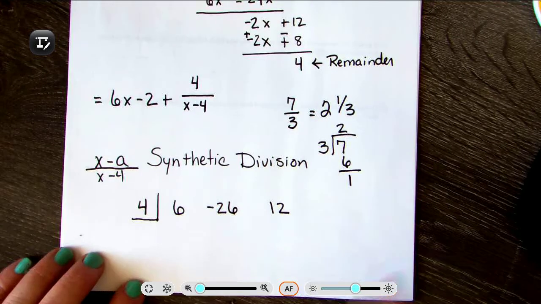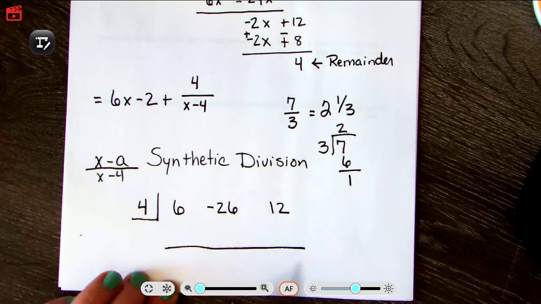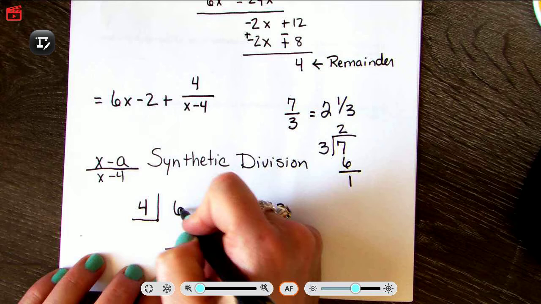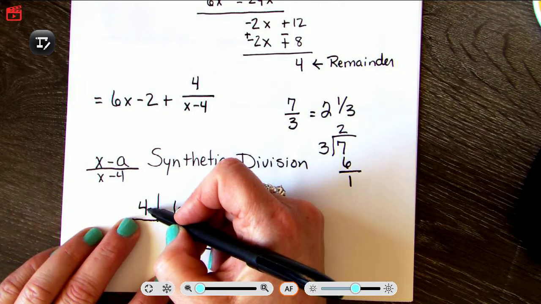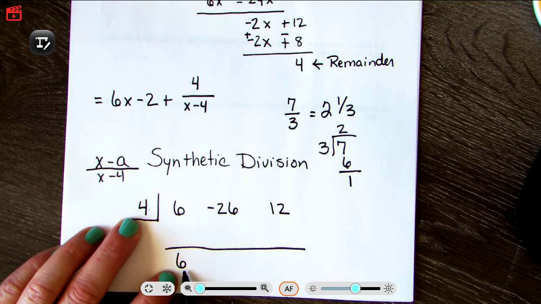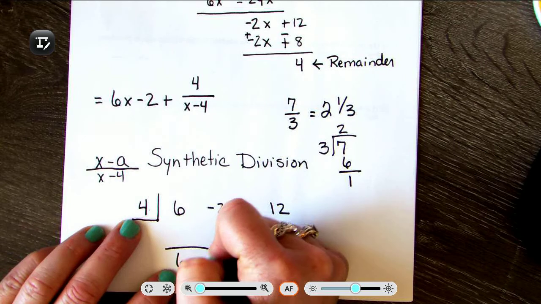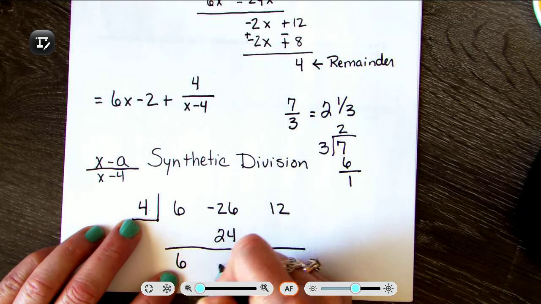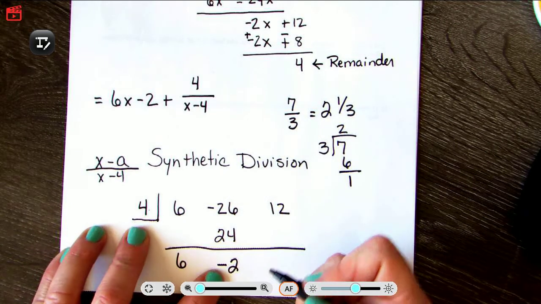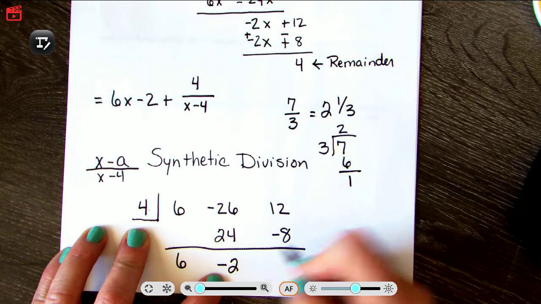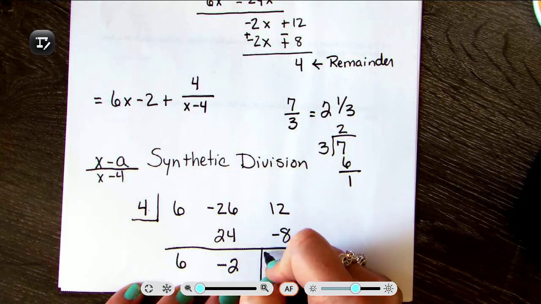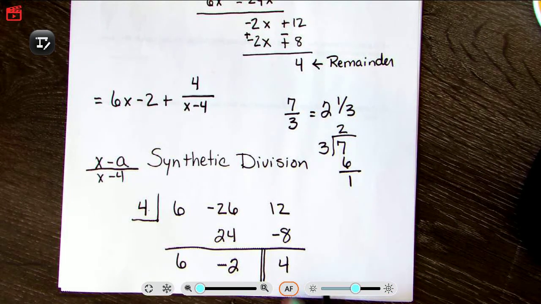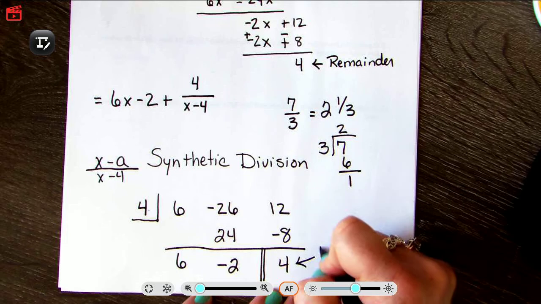Throw her down. All right, the way this works is I'm going to put a line here. We bring the 6 down. Okay, so the 6 just falls down. Then what we're going to do is take the number here and multiply. So 4 times 6 is 24. And then we add. This guy times this is a negative 8. And we add. Okay? Then what I like to do is pull off that last piece. This is our remainder.